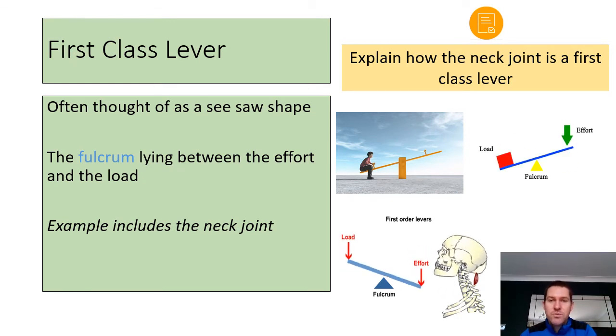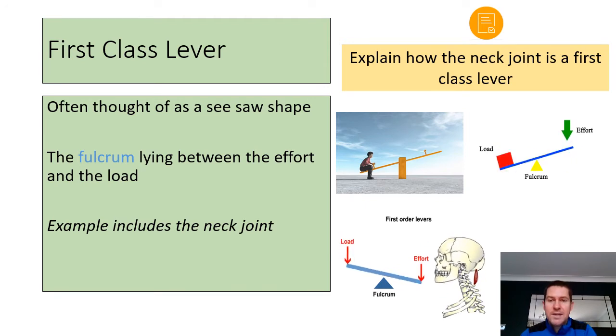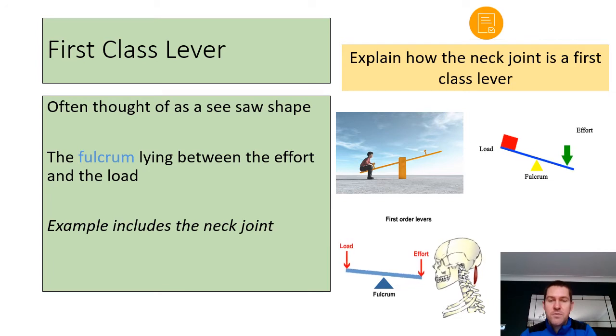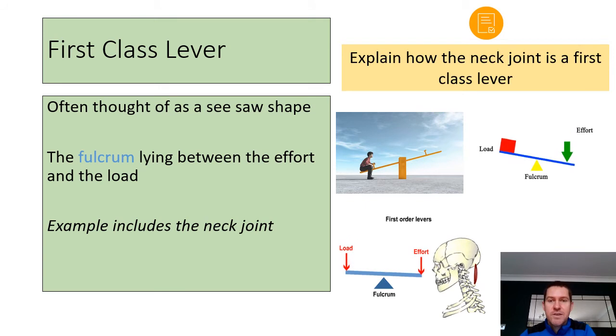So a neck joint will have the fulcrum in the middle. It will have the effort at the back of the neck, which is helping to move that load, which is at the front part of the cranium. And that's how the neck joint is a first-class lever.